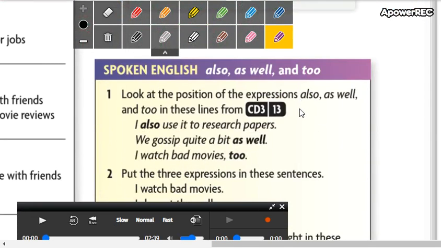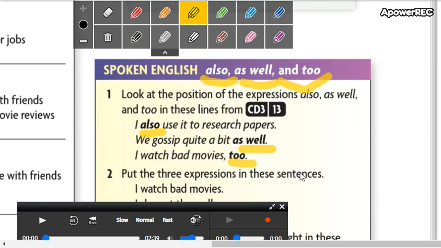Well, now here we have spoken English. Also, as well and too. Well, the meaning for these three words in Spanish is también. I also use it to research papers, gossip quite a bit as well. I watch bad movies too. Las tres significan también. ¿Cuál es la diferencia?